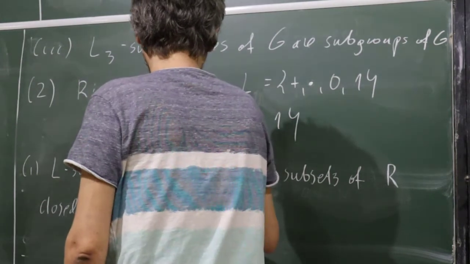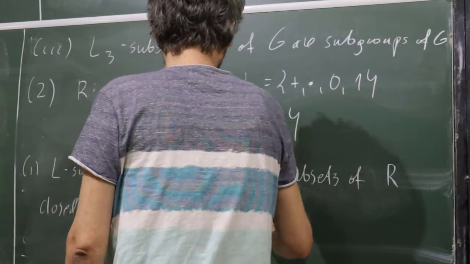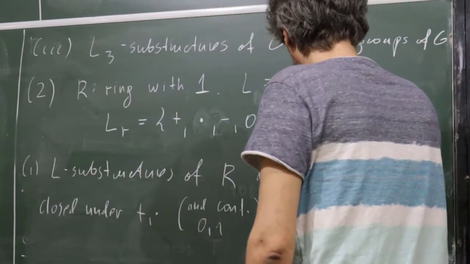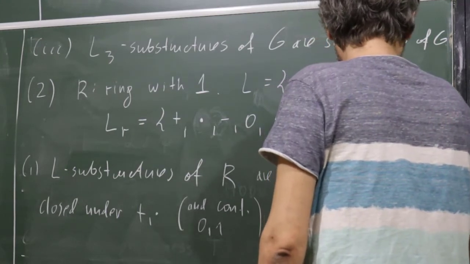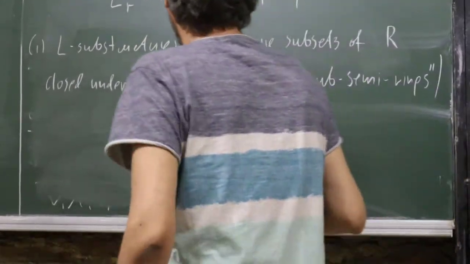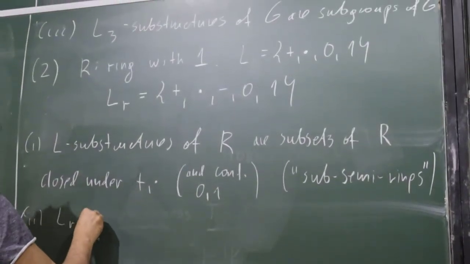Okay, and containing 0, 1, so something like sub-semirings. And finally, LR substructures are exactly subrings.